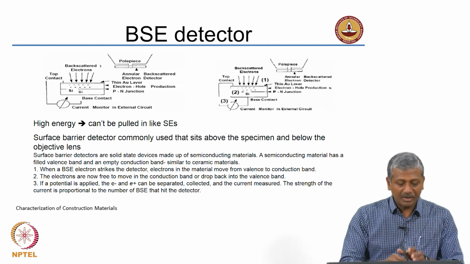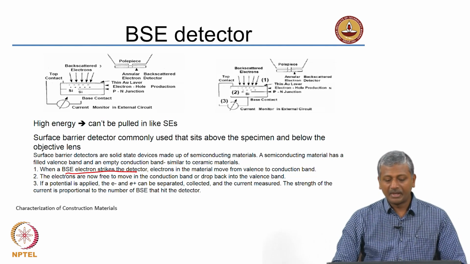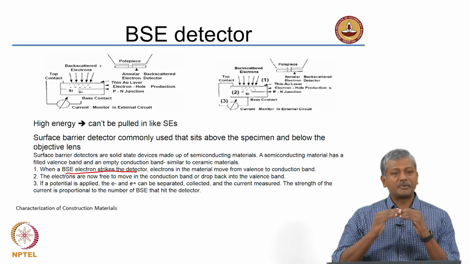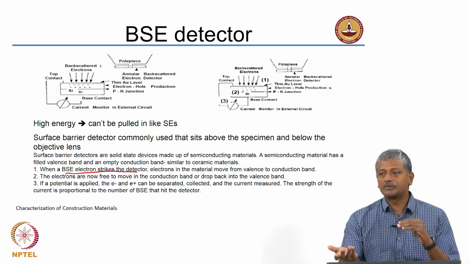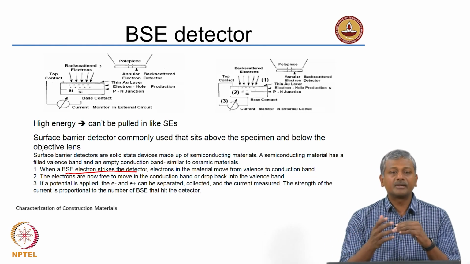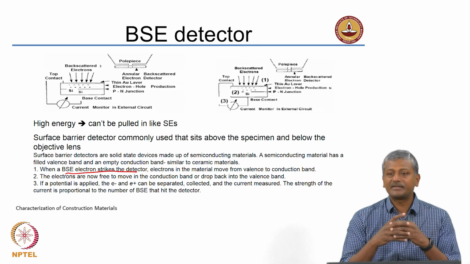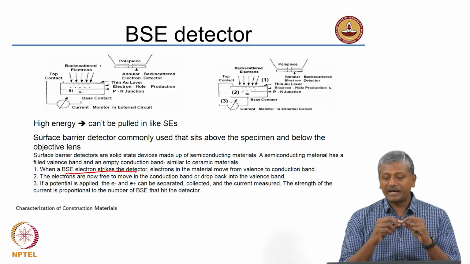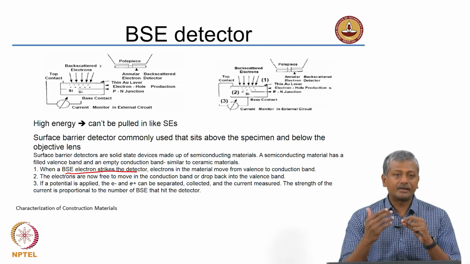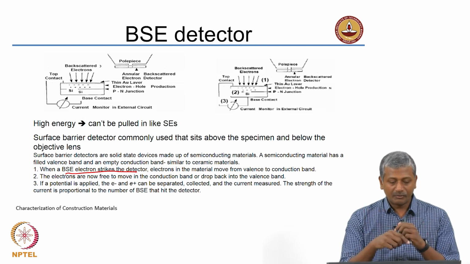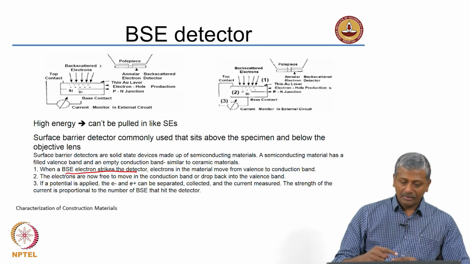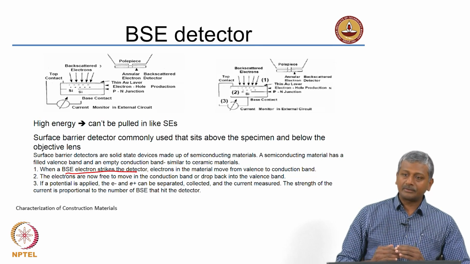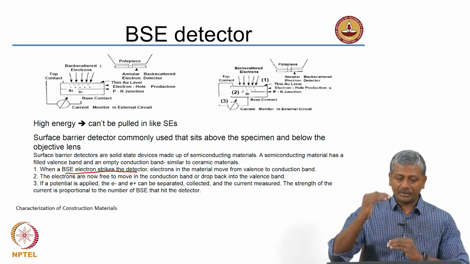Okay. So, again when a backscatter electron strikes the detector, electrons in the material move from the valence band of the semiconductor. What type of materials are semiconductors? What is the most common element that is used? Silicon, right. Silicon, germanium, these are elements that are used to make semiconductor devices. So, here you have what is known as a valence band and a conduction band. When a backscatter electron strikes the detector, it moves the electrons in the material from the valence band to the conduction band.